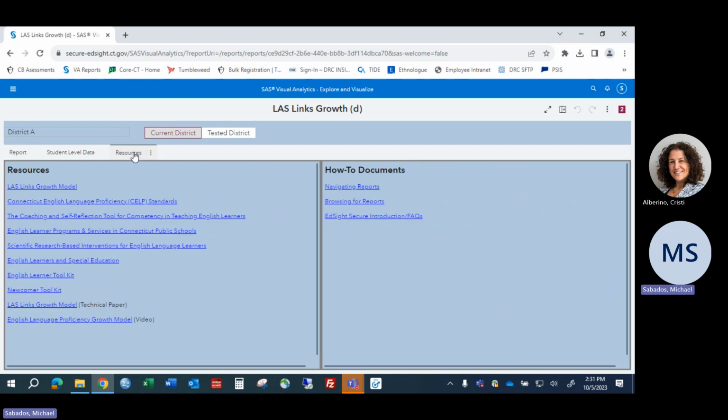So the last tab here is the resource tab, and we've kind of shown you that already. Just a reminder that you have information about the Lost Links growth model and a video about it, in addition to other information about English learners, and then some general information regarding navigating EdSight.